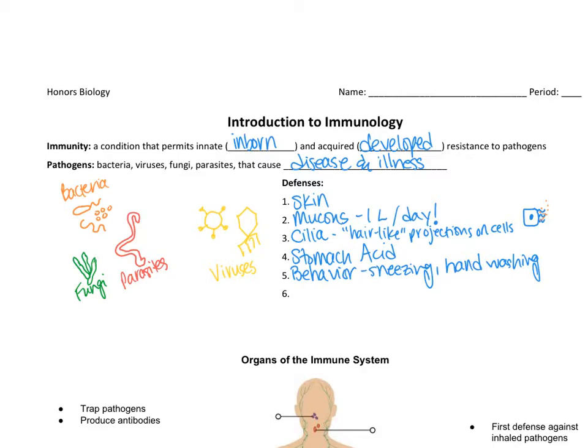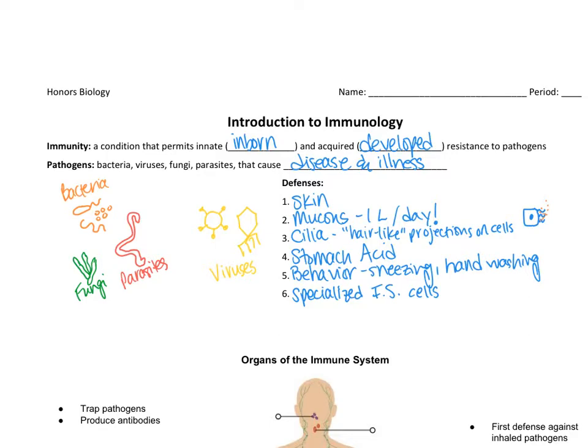Hand washing, we've learned, is really important. The purpose of hand washing is to essentially make your hands slippery using soap, and it helps the bacteria and parasites, fungi, and viruses slide off your skin. And last but not least are the specialized immune system cells that we'll be learning about over the next couple of days.